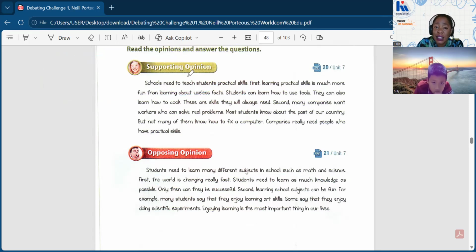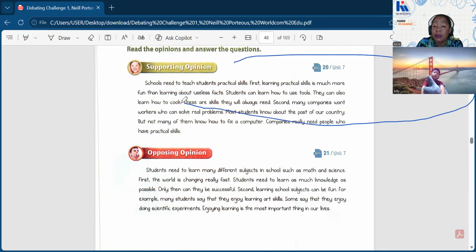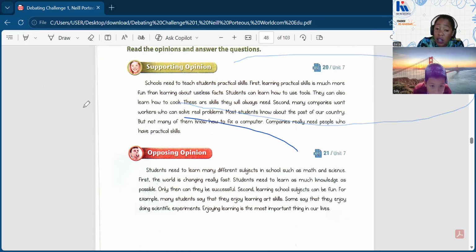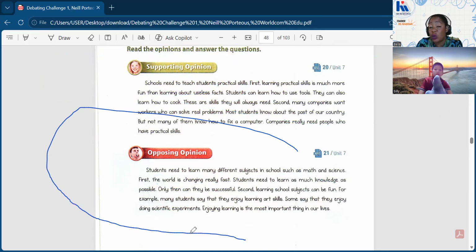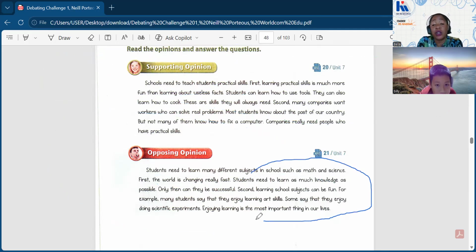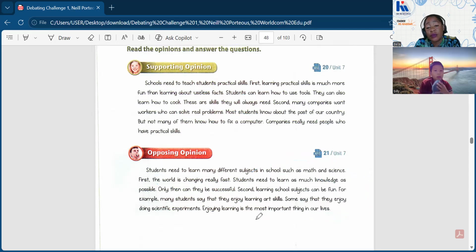Circle the main idea in the supporting opinion and then underline the supporting ideas in the same supporting opinion. Then circle the main idea in the opposing opinion and underline the supporting ideas in the opposing opinion. Billy, circle it. Stop reading it. Circle, circle.